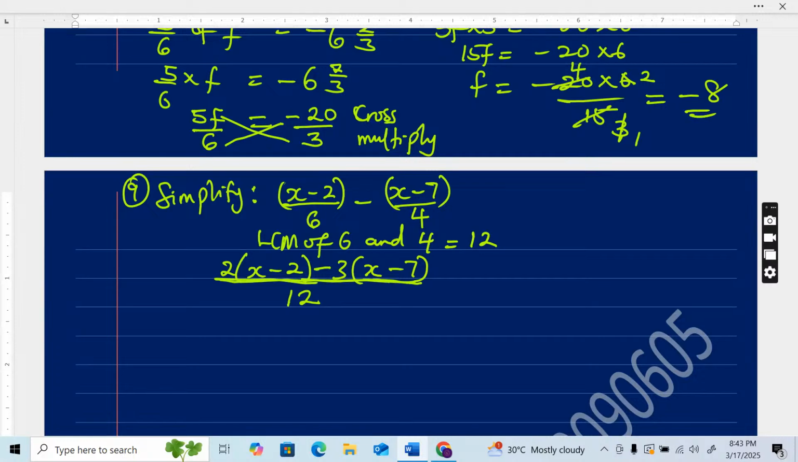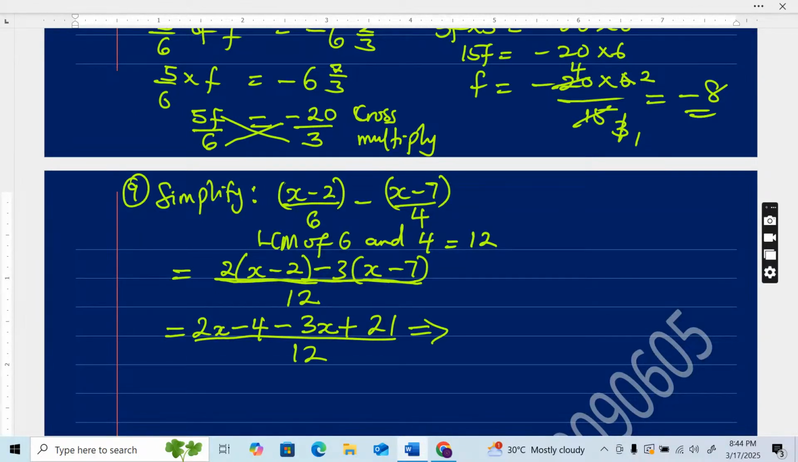All right? So let us expand. Let's open the brackets. Pay attention. The 2 that is outside on the left, multiplied by what is in the bracket. So 2 times x, that's 2x. 2 times minus 2, that's minus 4. Then moving on to the second bracket with minus 3 on the left of the bracket. Minus 3 times x, that will give us minus 3x. Minus 3 times minus 7. Minus times minus is plus. 3 times 7 is 21. All right? All over 12.